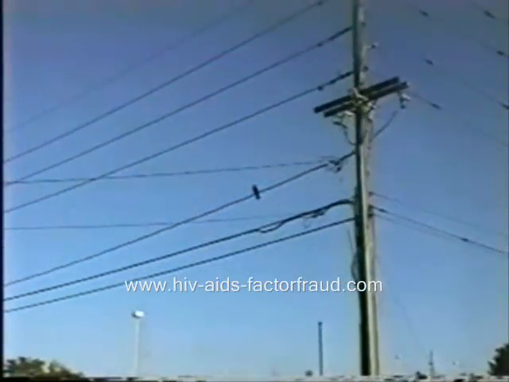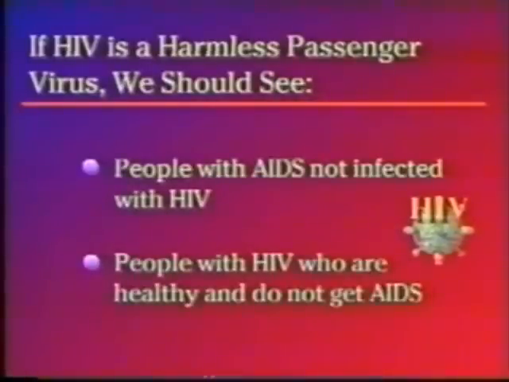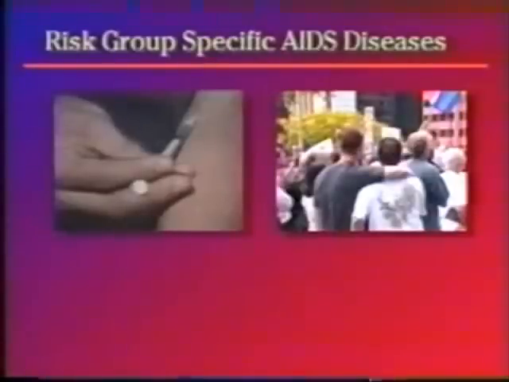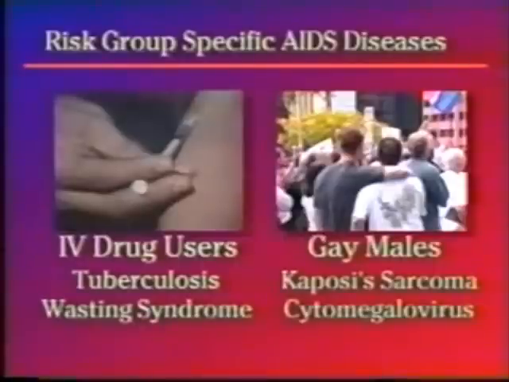They only correlate. So if HIV is a harmless passenger virus that only correlates with other real causes of AIDS, we should expect to see two things: people who are not infected with HIV, and HIV-infected people who are healthy and do not get AIDS. And that is exactly what is happening. What's also important is that different risk groups develop different diseases. Why would HIV supposedly cause one set of diseases in IV drug users and another set in homosexual males? Unless HIV is not the cause and other causes are at work.